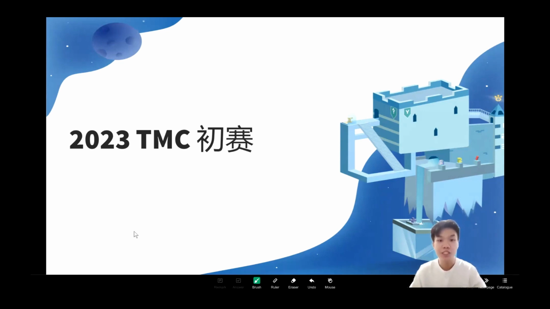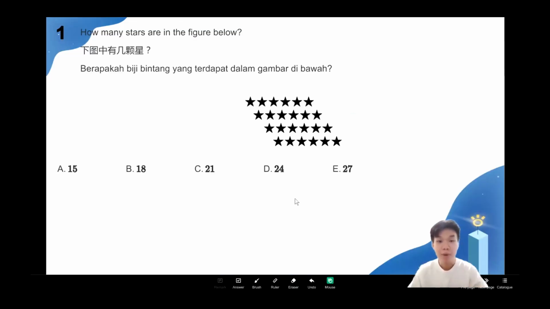Let's start with question number 1. How many stars are in the figure below? In this question, we can count 1, 2, 3, 4, 5, 6. And there are 1, 2, 3, 4 rows. So 4 times 6 equals 24. The answer would be D.